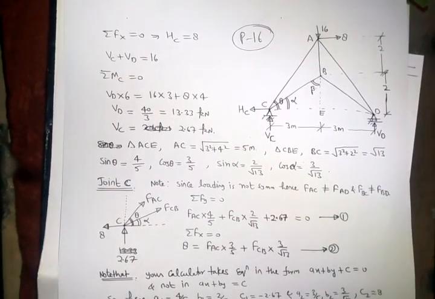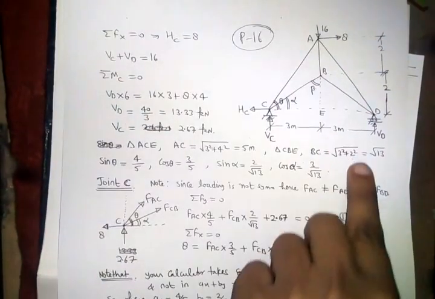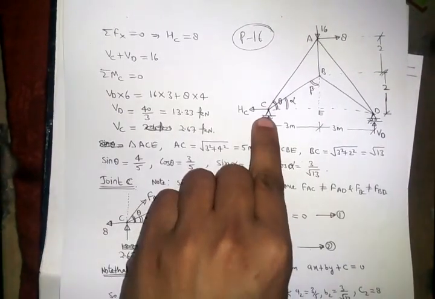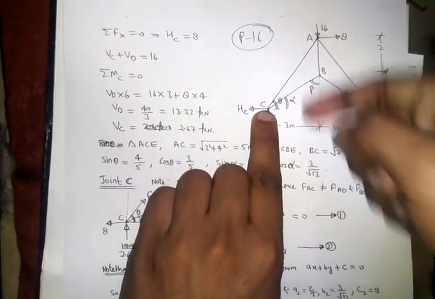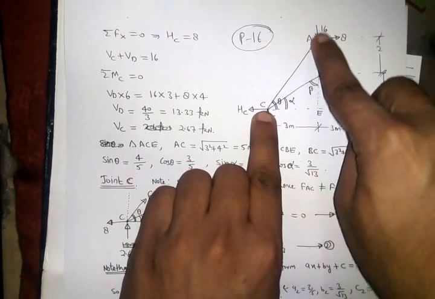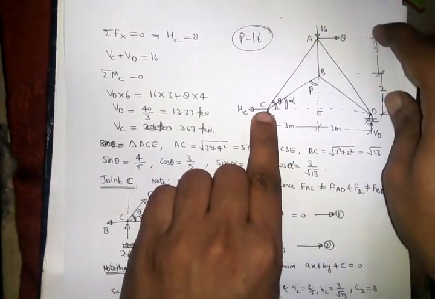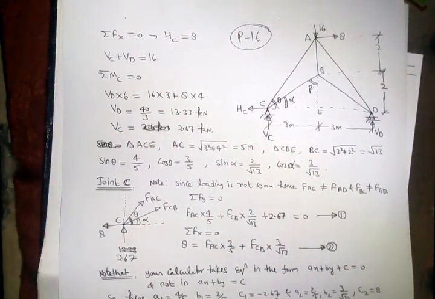Now the second equation, VC plus VD equal to 16, means summation Fy equal to 0. So VC plus VD equal to 16, downward equal to upward force. Third equation, summation MC equal to 0. Let us take moment about point C. So about point C, VD into 6 in this direction, whereas 16 into 3 in this direction, and 8 into 4 in this direction. So I have written this equation. We can find out VC and VD.